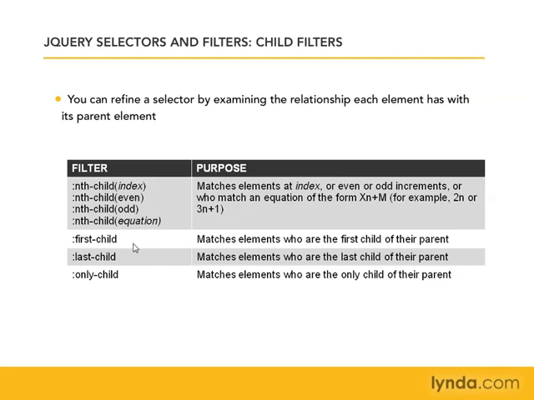And then finally, there's a few other options. There's first child, which will match elements who are the first child of their parent, and then predictably there's last and only, and those will match elements who are the last child of their parent or the only child of their parent.